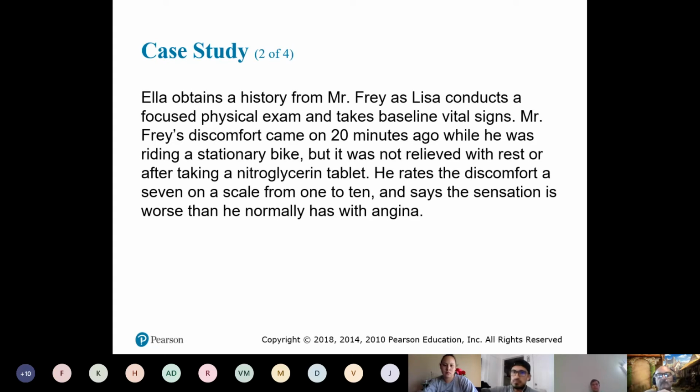All right, so next, it was not relieved with rest or after taking a nitroglycerin tablet. So what do you think is going on? A possible MI, because it's not relieved by rest, and it's also not relieved by nitro. He rates the discomfort a 7 on a 10 scale and says the sensation is worse than he normally has with angina. So is it reinforcing our belief? Yes.